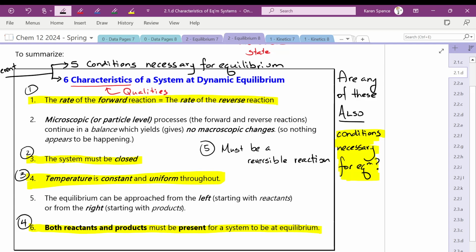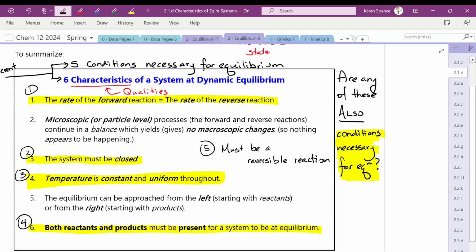So what you have to look at is your language and how you use it. If I'm asking you, what are the conditions necessary? We need to have a reversible reaction. We need to have a closed system. We need to have a constant temperature. We need to have both reactants and products present. Yes? But if I say, what are the 5 characteristics?